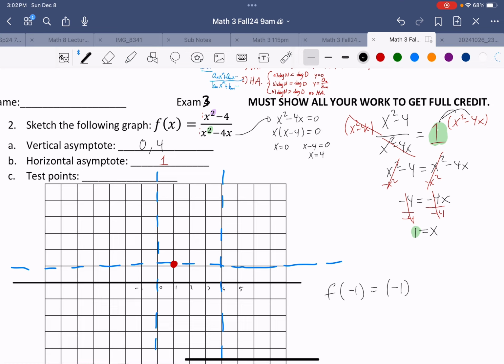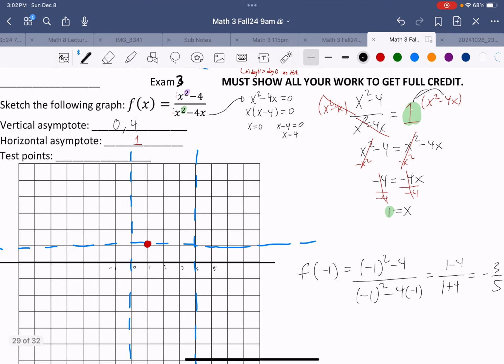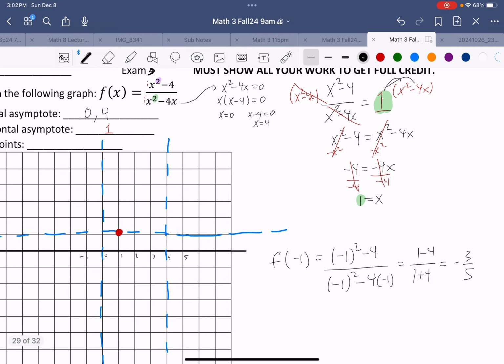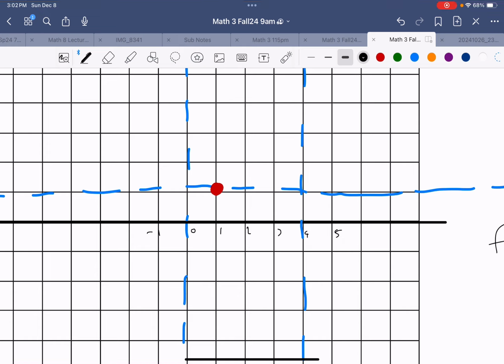That's going to be negative 1 squared minus 4 over negative 1 squared minus 4 times negative 1. That leaves me with 1 minus 4, and then 1 plus 4, which will give me negative 3 over 5. So at negative 1, we have negative 3/5. So that point is going to be about here, because this would be negative 1, and this is negative 3/5 for the y.